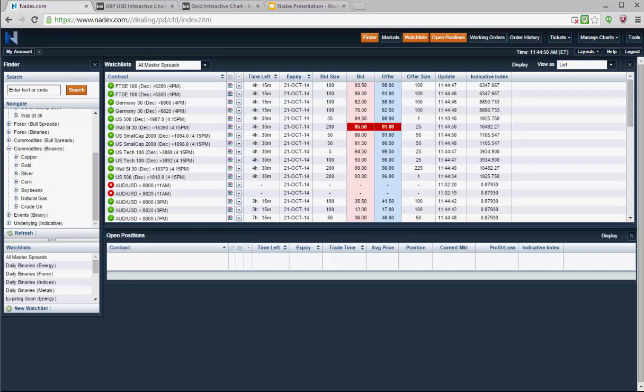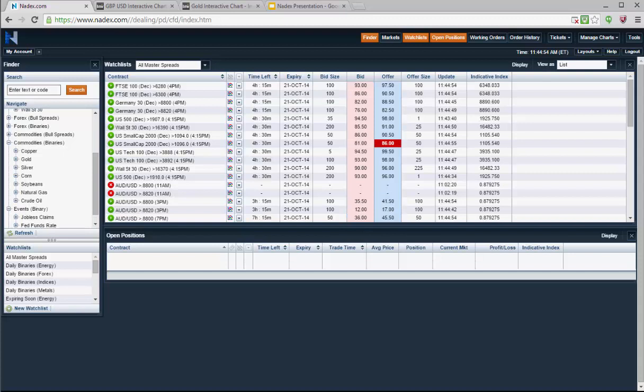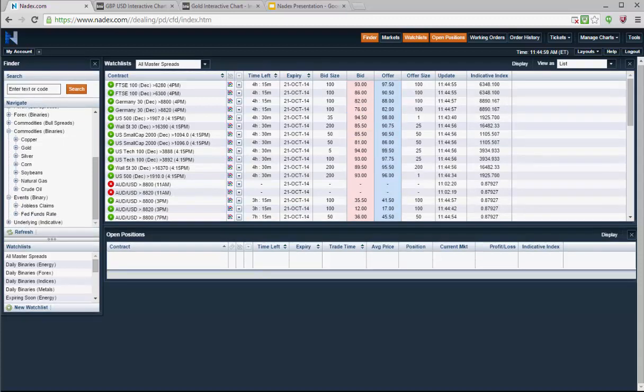In commodities, you've got copper, gold, silver, corn, soybeans, natural gas, and crude oil. And then finally, something I haven't even messed with at all, you can actually do binary options on news events. If you think you have a knack for how things are going to come in on the jobless reports, or the Fed funds rate or whatever, you can do something with that, but I really don't mess with that at all.